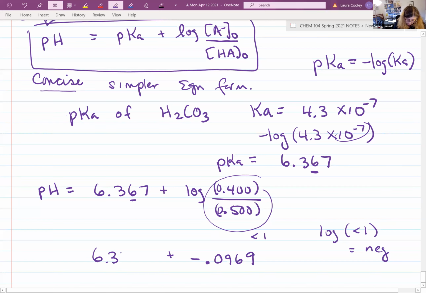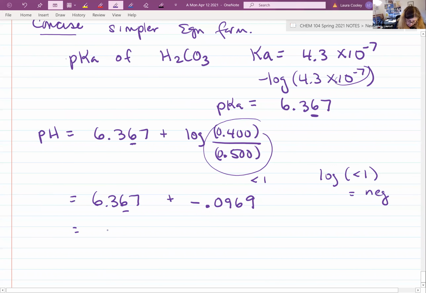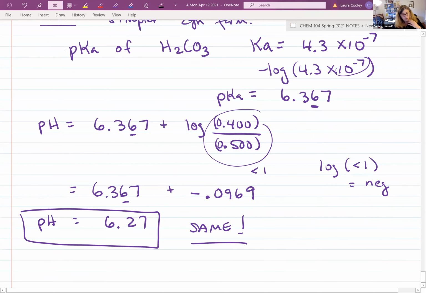So we have 6.367, just 2 sig figs after the decimal. If you add these together, you get 6.27, which is the same as the pH that we calculated using the ice problem method. So either method is good, but I encourage you to use this method because everybody uses it. You've got to get on the bandwagon, and it's a great method. It's just very fast.